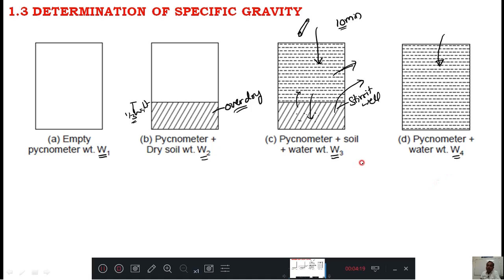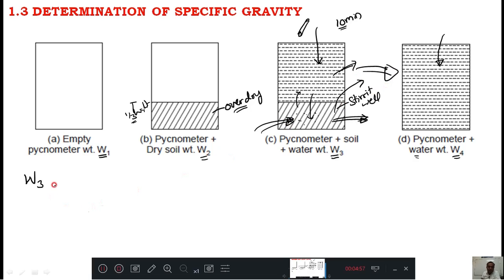After this, I need to derive an expression to get the specific gravity. Again I will express this W4 in terms of W3 and this one. See how: full of water here means you remove the solids and in the place of solids you put water. Remove the solids and put the water, and you get this diagram.